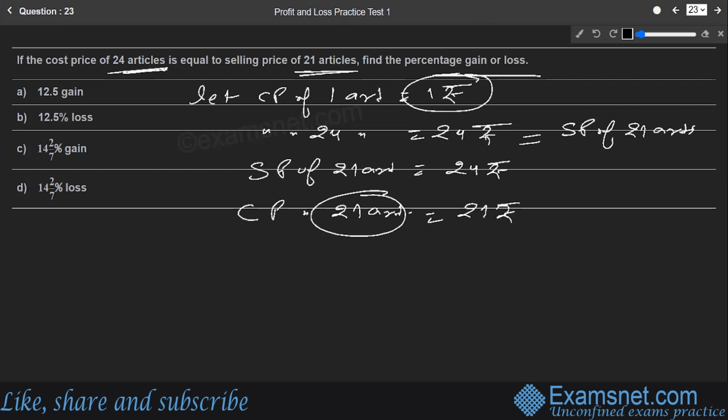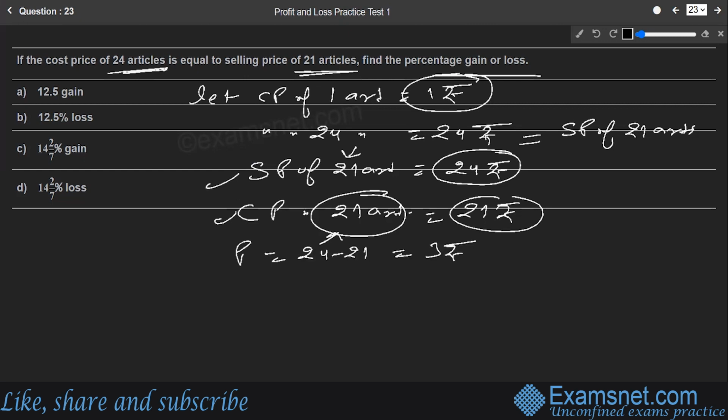So now we have, for the same number 21, the cost price and the selling price available. So we can easily find out the profit and loss value. The selling price is higher than the cost price, so obviously there is a profit. The profit value is 24 minus 21, that is 3 rupees. That is the profit that occurred.